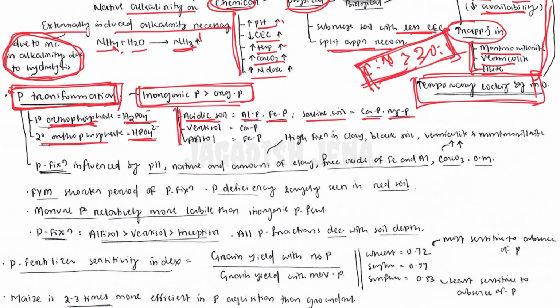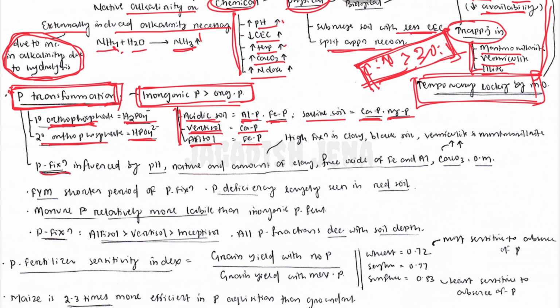So we have already talked about pH. When the pH is agriculturally neutral, that means 6 to 7, then the phosphorus availability will be more. If it is acidic soil, the phosphorus will be fixed as aluminum phosphate and iron phosphate, and in case of saline soil, the phosphorus will be fixed as calcium and magnesium phosphate. So there will be a reduction in availability. In vertisol, the fixation is as calcium phosphate. In alfisol, it will be iron phosphate. So it will reduce the phosphorus availability.